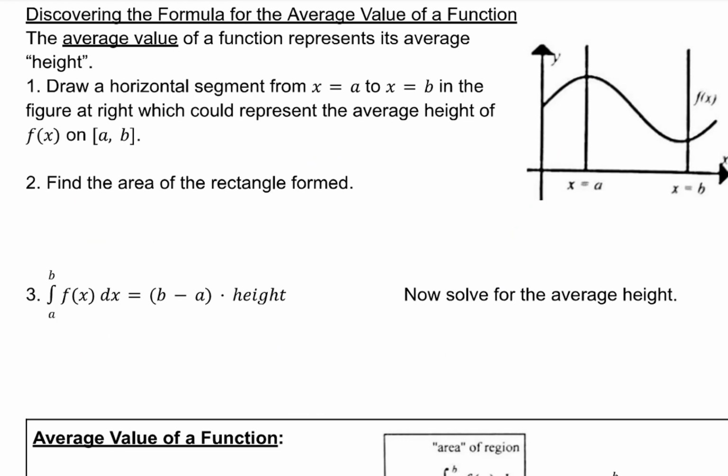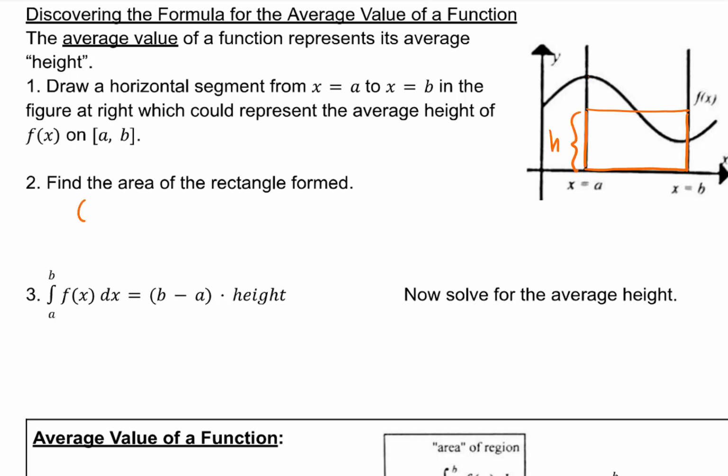The average value of a function represents its average height. To discover the formula for the average value of a function, first we will draw a horizontal line segment from x equals a to x equals b in the figure at right, which could represent the average height of f of x on a to b. So I'll kind of pick halfway between. Then find the area of the rectangle that you have formed here.